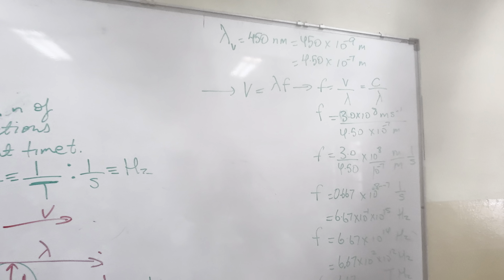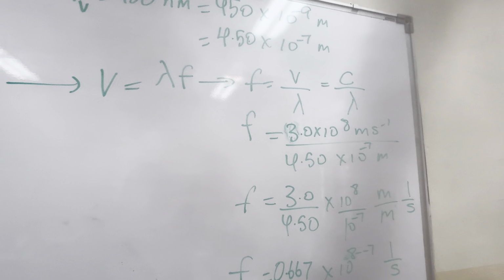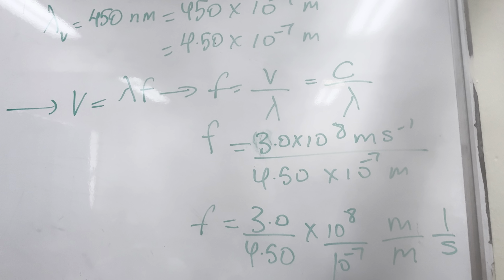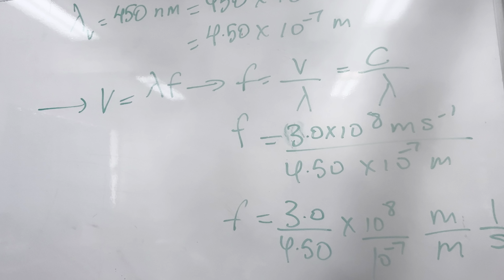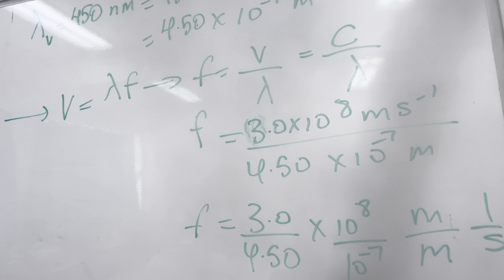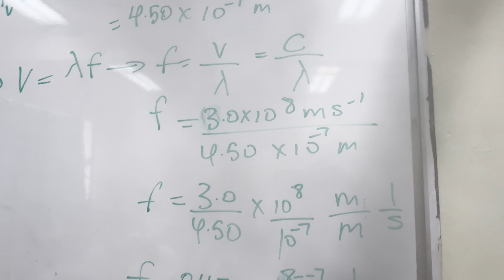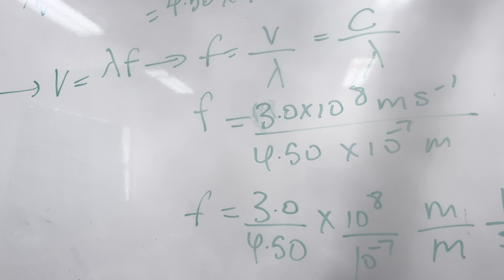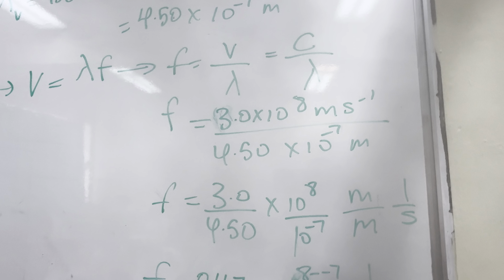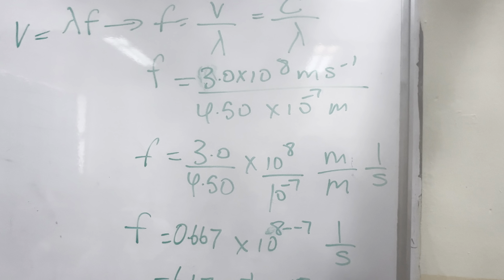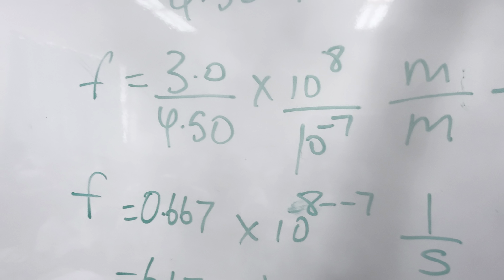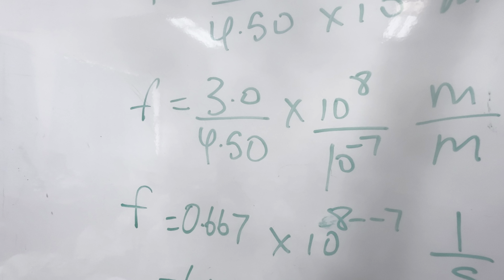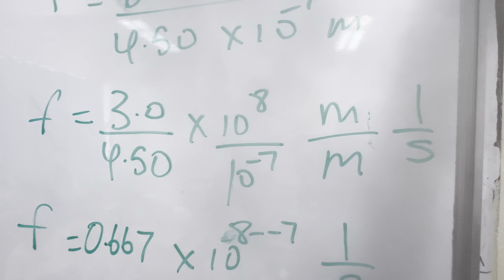So by using the wave equation, v equals lambda f, we can find the frequency is equal to v over lambda. We substitute the speed of light for v, which is c. c is 3.0 by 10 to the 8 meters per second. When we divide by the wavelength for violet, we can separate the numbers. So we put 3 over 4.5. We put the indice over the other indice, and we put the units over each other.